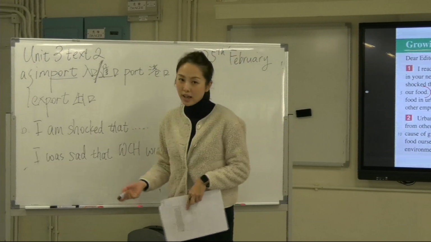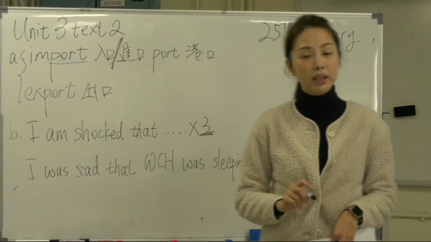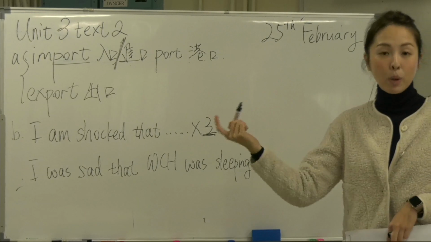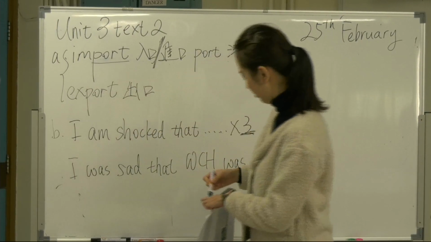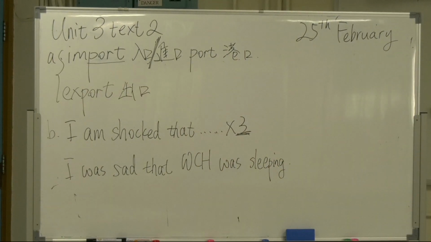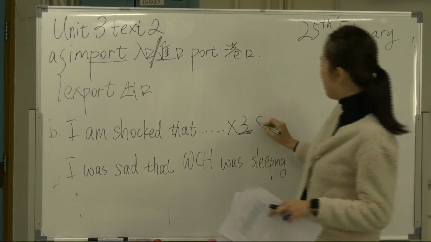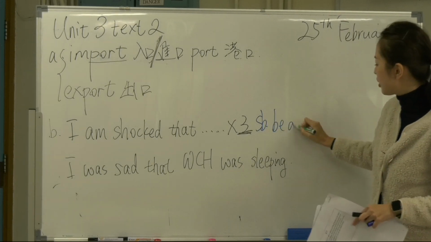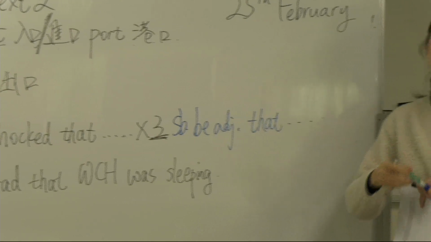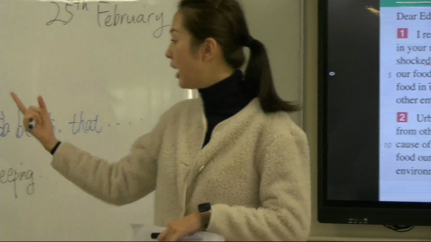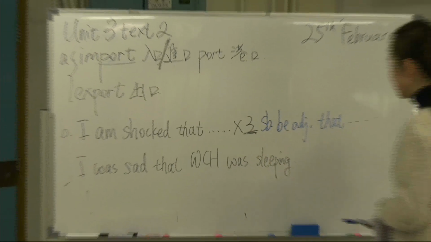Okay, so for 2B class, please write 3 more sentences. Okay, and heading to the Google Classroom. Okay, 2B, 3 more sentences. Someone, somebody, be adjective, that. Okay? I am sad, I am happy, I am shocked. Okay, that blah blah blah. So write down sentences.